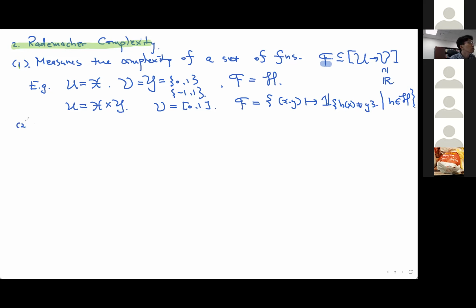And there are two concepts of Rademacher complexity. One is called empirical Rademacher complexity. The other one is called just Rademacher complexity. Empirical Rademacher complexity is defined like this. Definition 3.1. Let S be a sequence of elements in the input U. In the first example, that's just a sequence of inputs. In the second example, that's a sequence of input-output pairs. So S is written as U1, U2, up to Um.